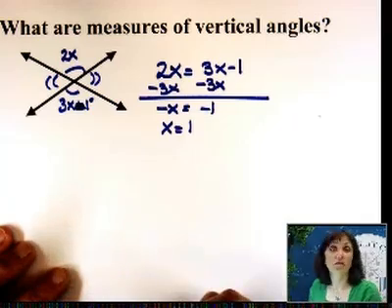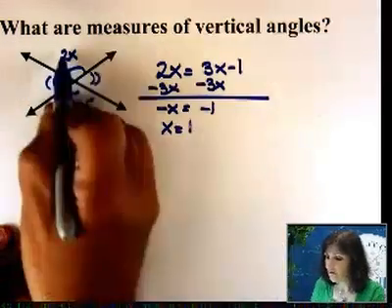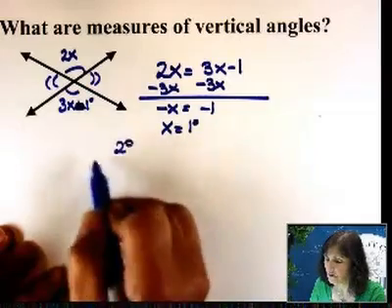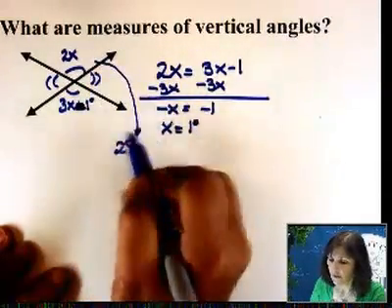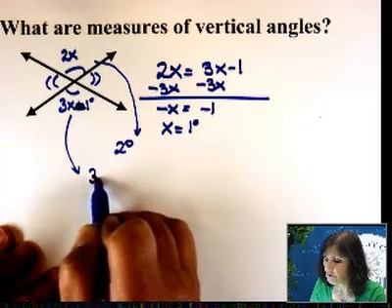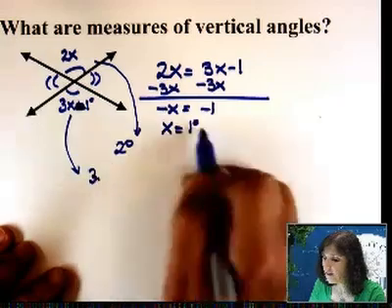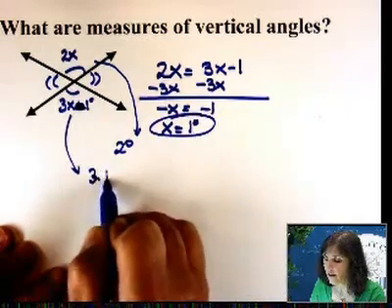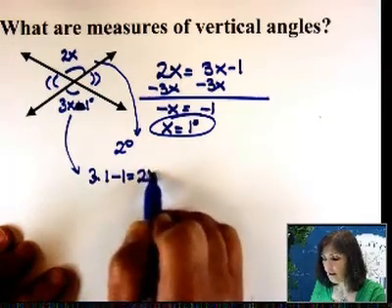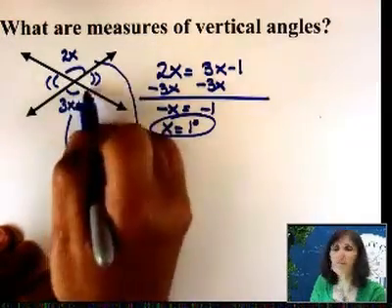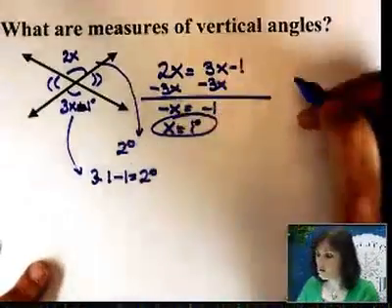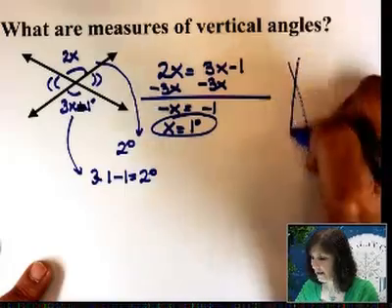Now, since they want it in degrees, you just have to plug it back in. So the first one is 2 times 1, 2 degrees. And this one is 3 times x, and x is 1, minus 1. So 3 times 1, 3 minus 1, that's 2 as well. So this is 2 degrees and 2 degrees, and my drawing is very off because 2 degrees is just tiny, so it's going to be something like that.